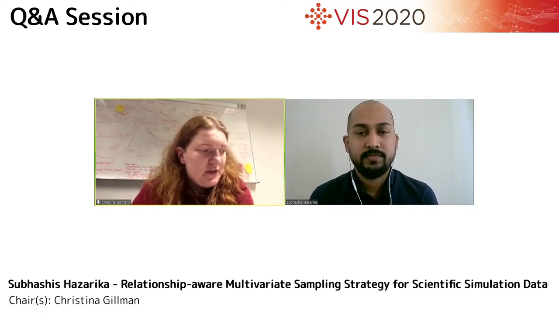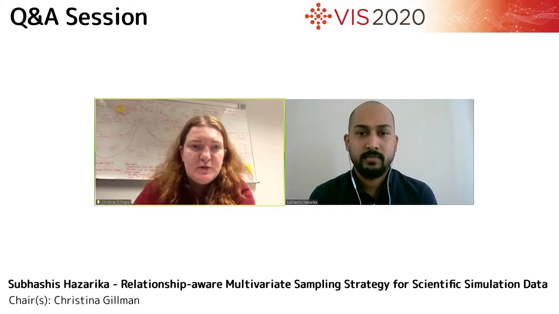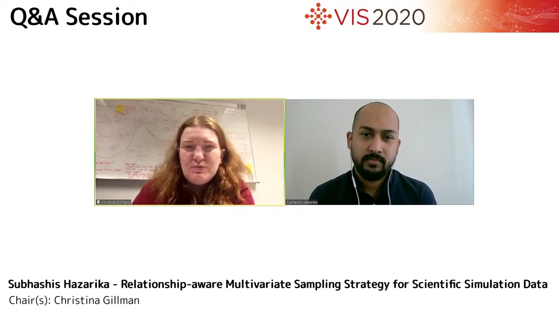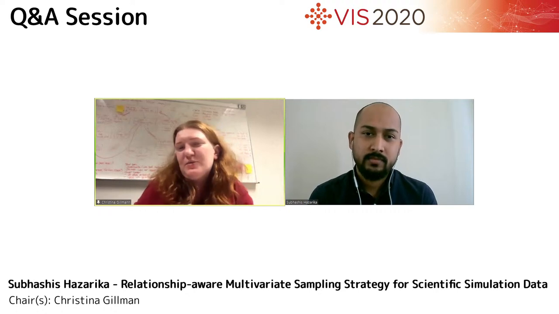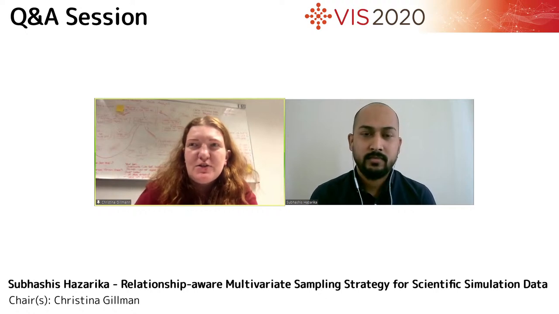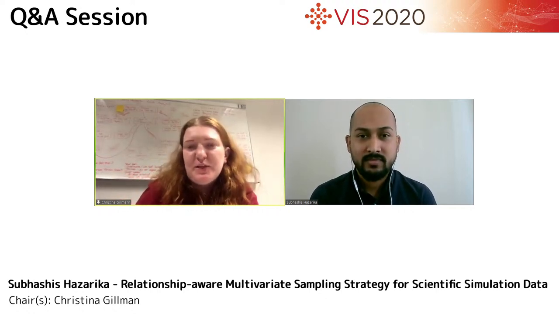So you said you have this sampling over the different variables of the field. What about basically just melting them together, let's say in a linear combination or something? And why do you need to make it so complicated with a PCA analysis?